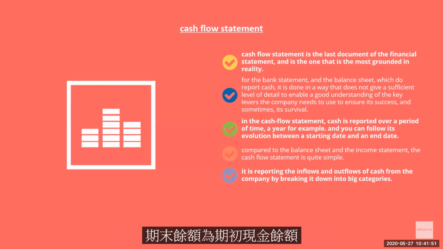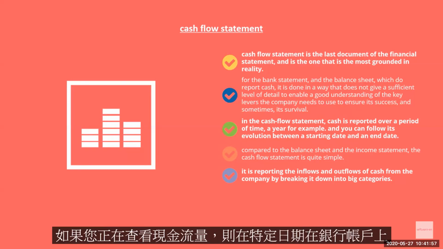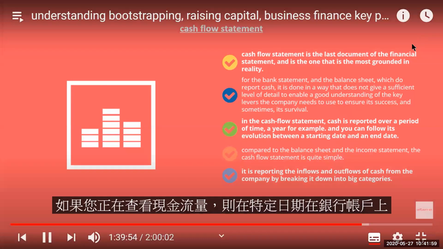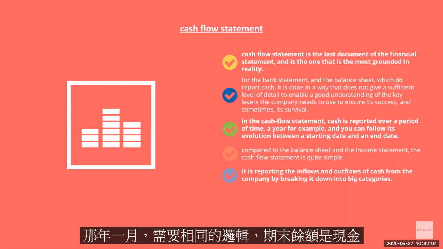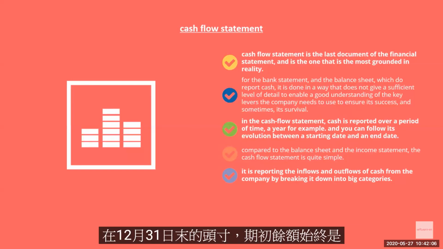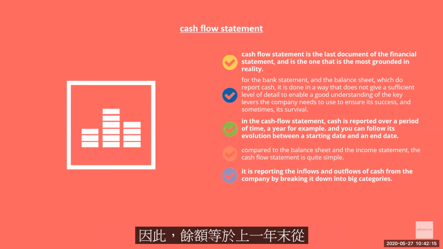The beginning balance is the cash position at the start of the reported period. The cash position is a fancy name for the balance on your bank account at a certain date. If you are looking at a cash flow statement for the past year, then it is the cash position as of the 1st of January of that year. And in the same logic, the ending balance is the cash position at the end of the 31st of December. The beginning balance is always equal to the ending balance of the previous period. This year's beginning balance is therefore equal to the ending balance of last year.